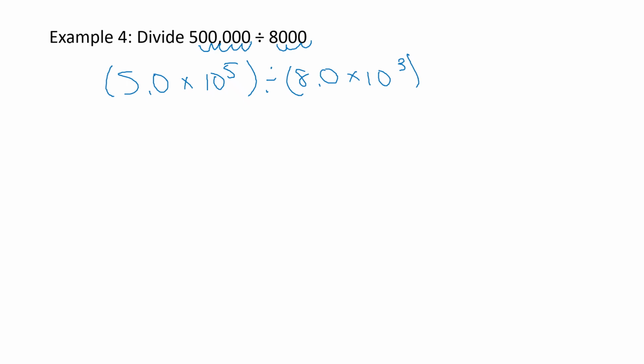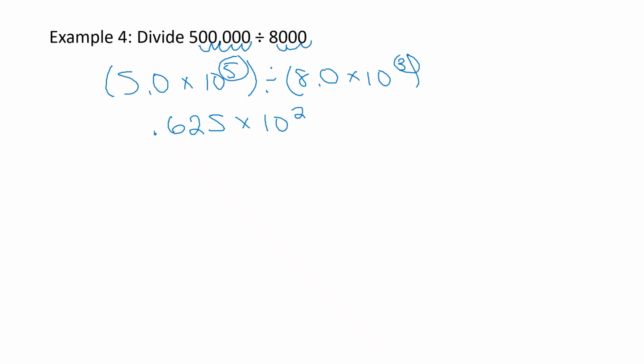Now I'm just going to divide my whole numbers and subtract my exponents. So if I do 5 divided by 8, I get 0.625. And then I am dividing, so I'm going to subtract my exponents, 5 minus 3. 5 minus 3 is 2.